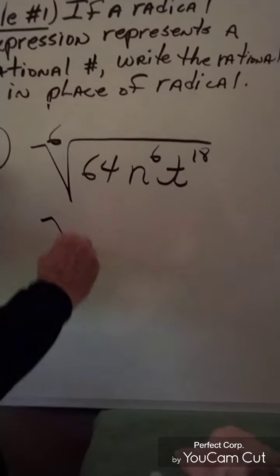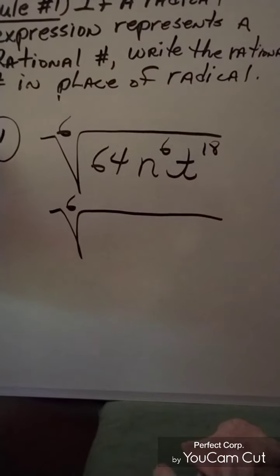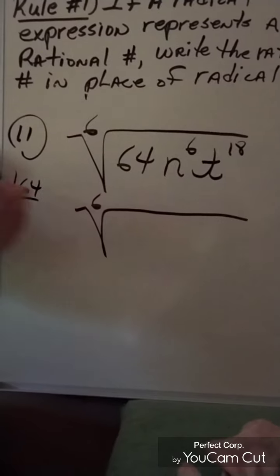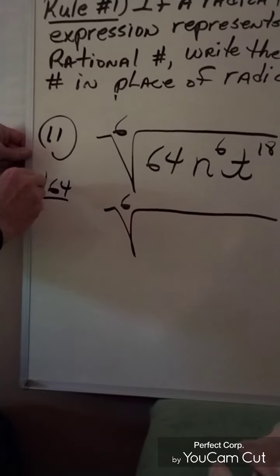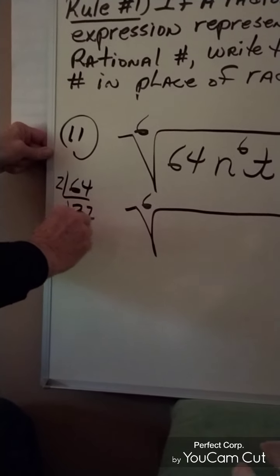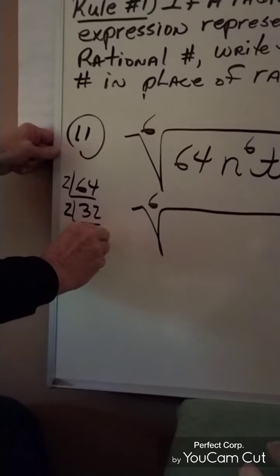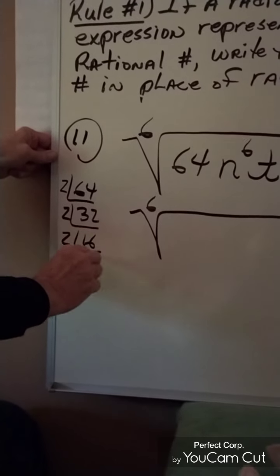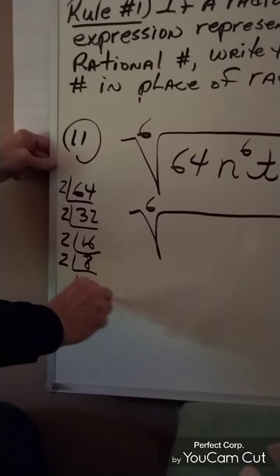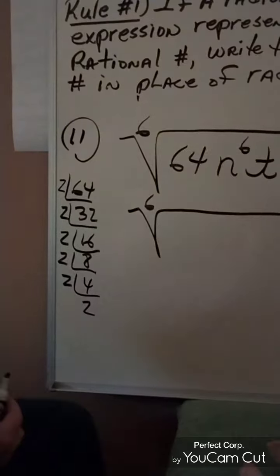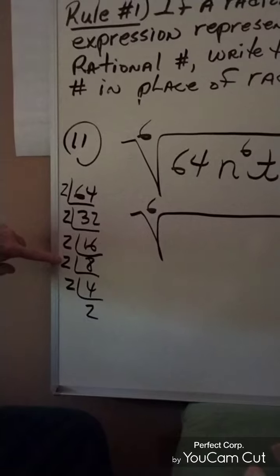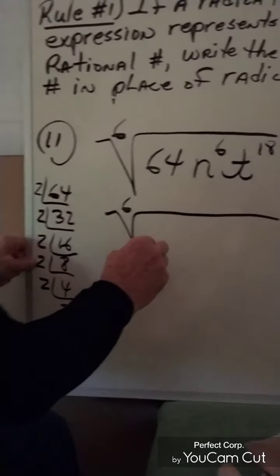I'm going to get it ready. And I'm going to squeeze that 64 right here. Folks, it's even. We'll do it by 2. 2 goes into 64 32 times. Again by 2. It'll go 16 times. By 2, it'll go 8 times. By 2, it'll go 4. By 2, and it'll go twice. Count them. 1, 2, 3, 4, 5, 6.